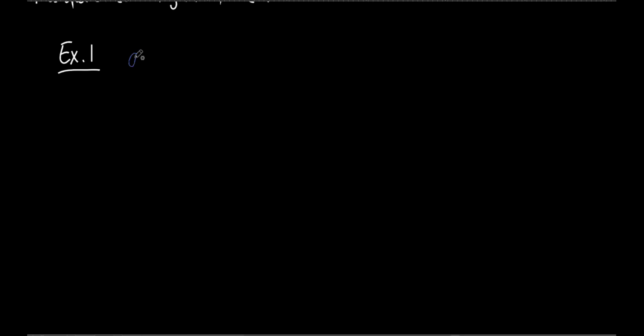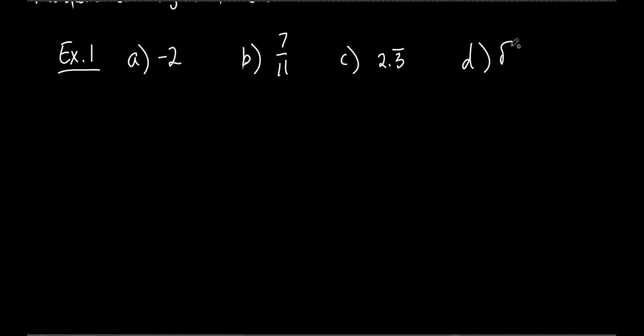So part A, it gives you -2. I'll just write them out. Part B is 7/11. C is 2.3 repeating. And then D is the square root of 3. All right, we kind of talked about these. So it says, what's the most specific subset of -2?